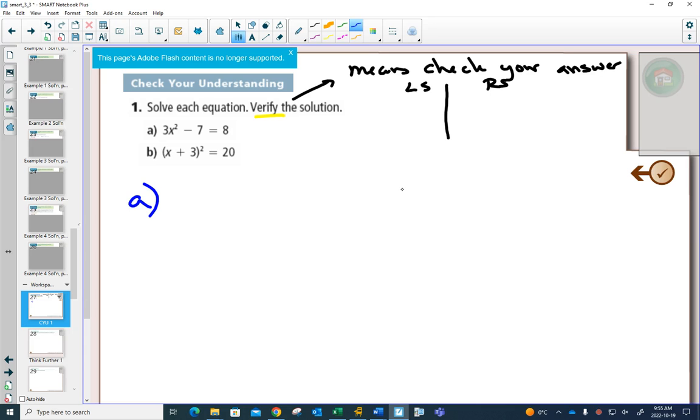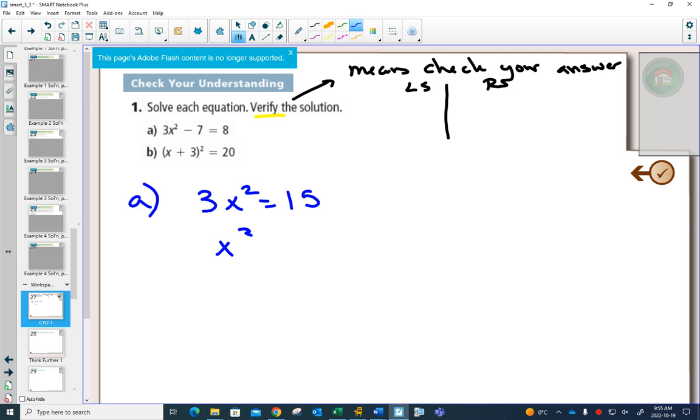Solve this equation. If you have an equation where something is squared, you can get rid of the squared by square root, just like when we had square roots, we got rid of them by squaring. So in this case, can I get the squared by itself? Well, I can add 7 to both sides.